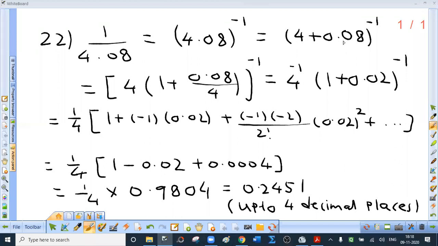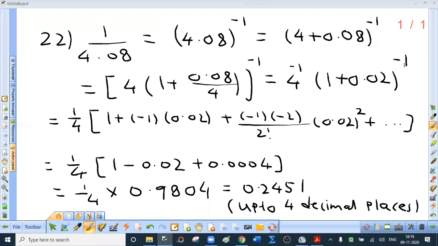22nd, find the approximate value of 1 upon 4.08 up to 4 places of decimals. What is 1 upon 4.08? It is 4.08 raised to minus 1. That is 4 plus 0.08 raised to minus 1. Within the bracket take 4 common. So 1 plus 0.08 upon 4, which is 0.02. Now this is 4 raised to minus 1 into this. 4 raised to minus 1 is 1 by 4.